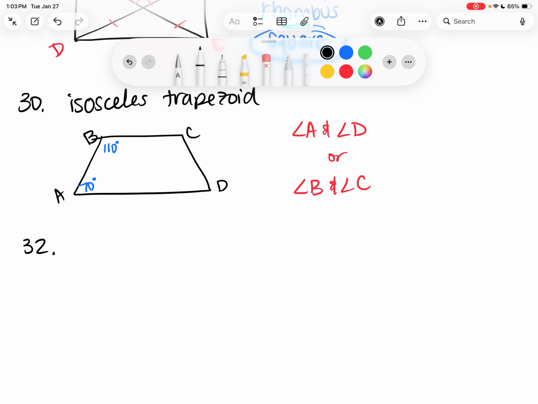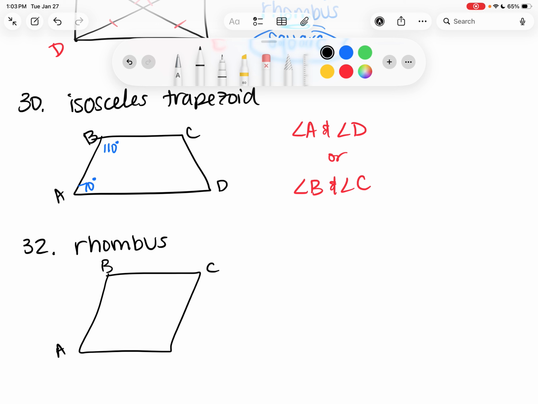32 is a rhombus. And these are the markings they give me. So what would I need to show is congruent as regards to segments or angles to prove that this is a rhombus.